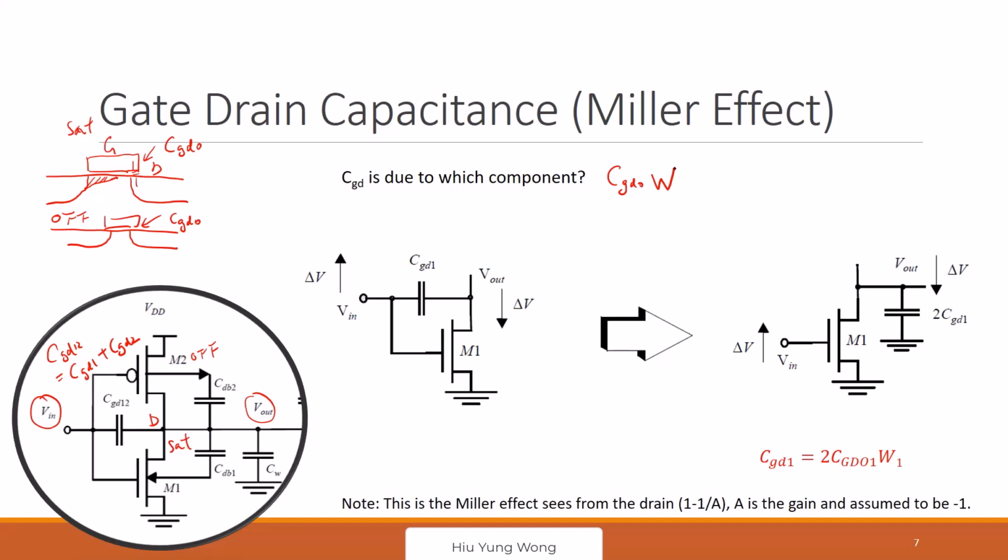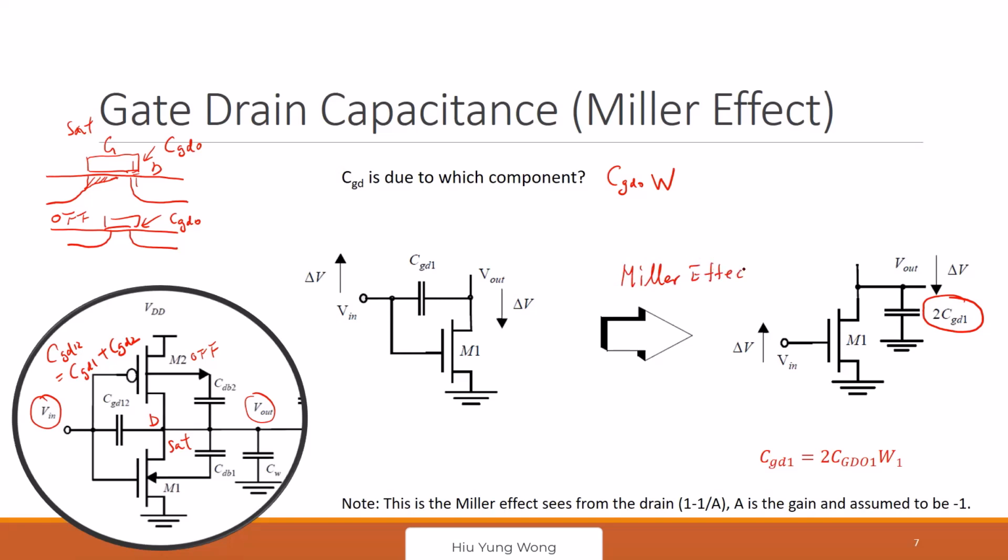That is the first thing. We know that when we are switching, CGD12 is due to CGDO. But more than that, this comes to the so-called Miller effect. When we switch the device, we go up in the input and go down in the output. This is equivalent to having a capacitor which is 2 times the original capacitance at the output. This is called the Miller effect.